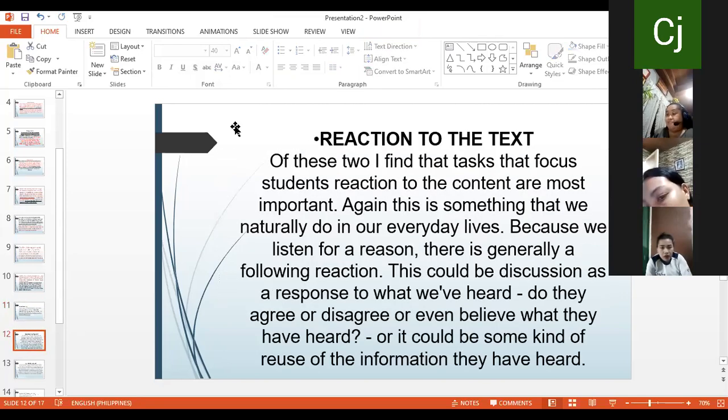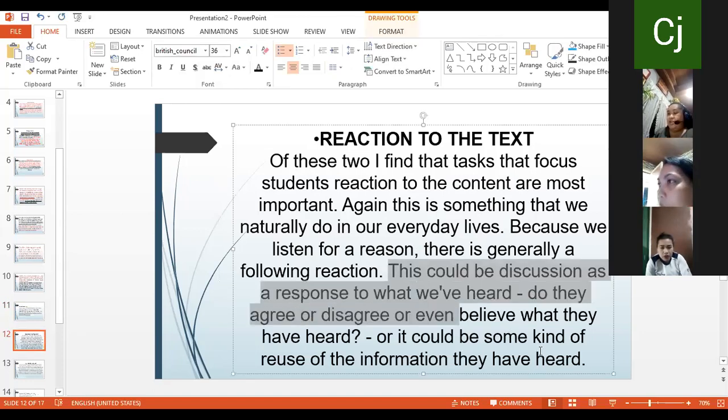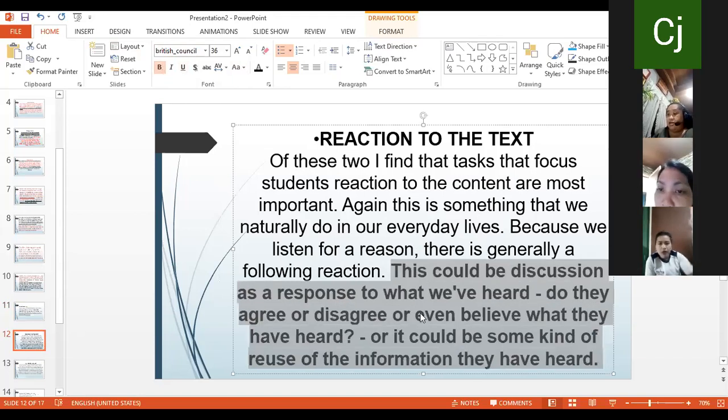So next, how does reaction to the text work? Focus on reasons. What are the reactions? This could be a discussion of response. What we've heard, do you agree or disagree? Or even believe what you've heard?